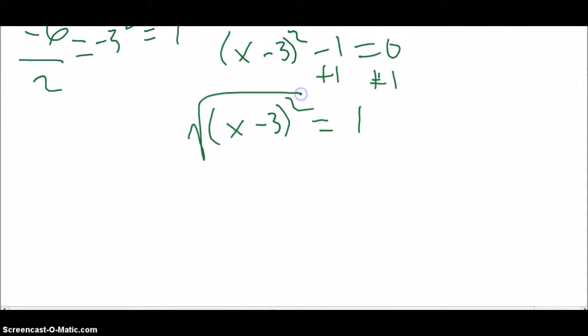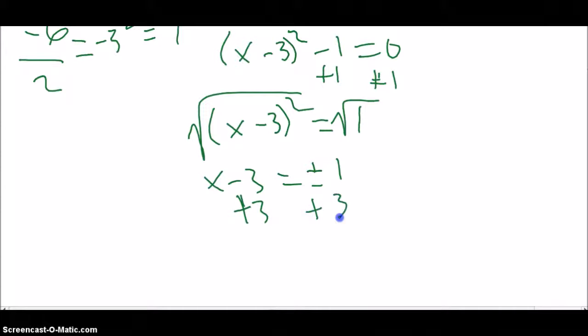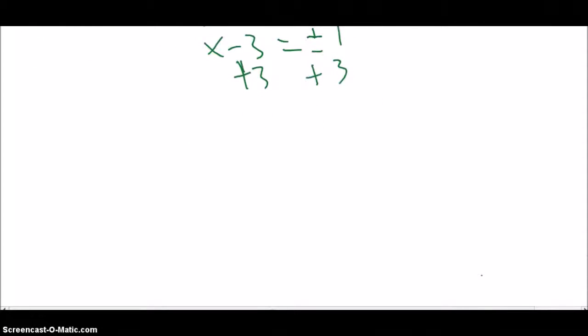Now we're going to take the square root of both sides. That leaves us with x minus 3 equals, since we take the square root of 1, and square roots always come in pairs, a positive and negative number, so that's plus or minus 1. Then we're going to add 3 to both sides. Then we get x equals 3 plus or minus 1. So that means x would equal 2 or 4.